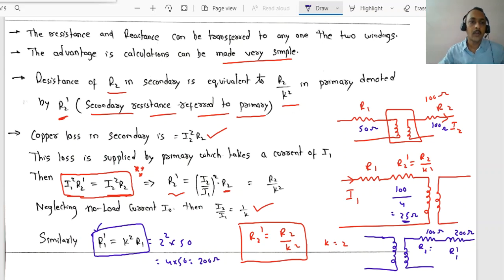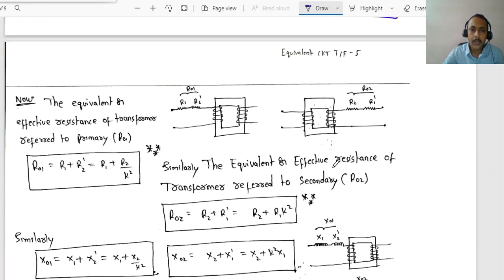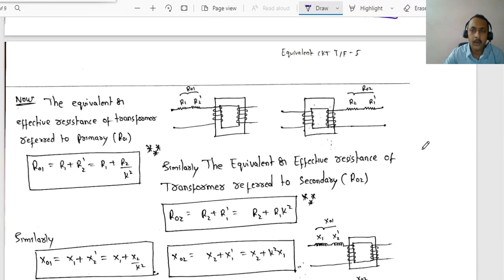Right? So now the same concept applies for all resistances and reactances. Now we have drawn that entire thing in the form of diagrams here.